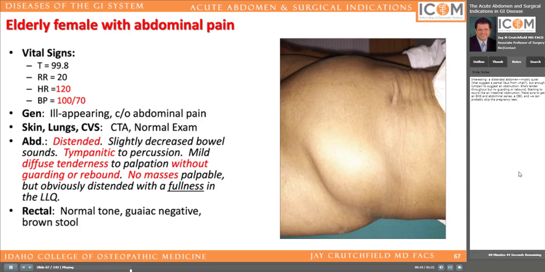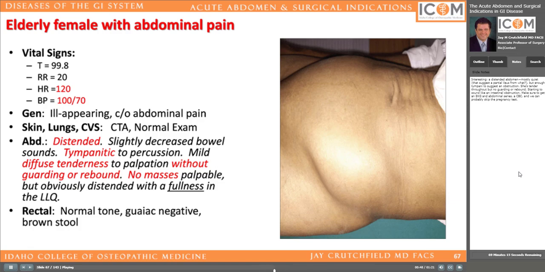There's no costovertebral angle tenderness. Her lungs are clear to auscultation. The abdominal exam is distended. She's got decreased bowel sounds. She's tympanitic to percussion with some diffuse tenderness, no obvious guarding or rebound. No masses are palpable, but she's obviously distended and she seems to have a fullness in the left lower quadrant. Normal tone, hemocult negative, and brown stool on the rectal exam.